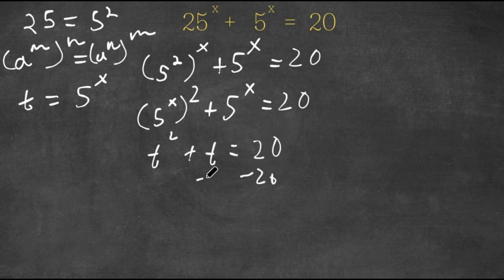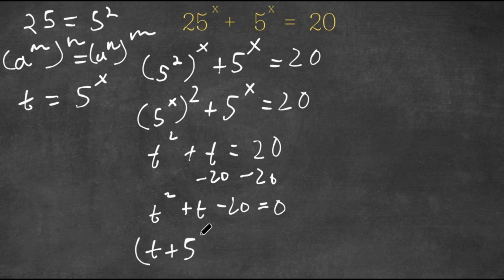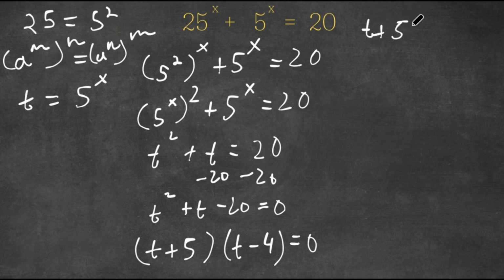Now I'm going to subtract 20 on both sides. So now I get t squared plus t minus 20 is equal to 0. Now this is a simple quadratic equation, and this will be factored into t plus 5 times t minus 4. And this gives me two equations. I have t plus 5 is equal to 0, and I have t minus 4 is equal to 0.